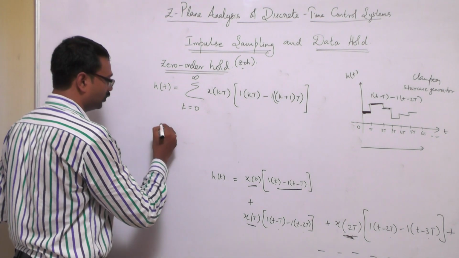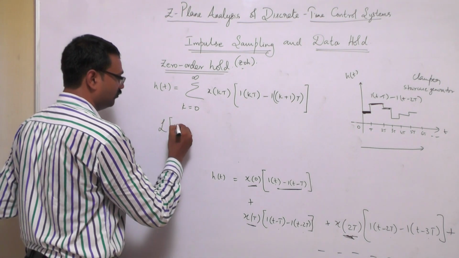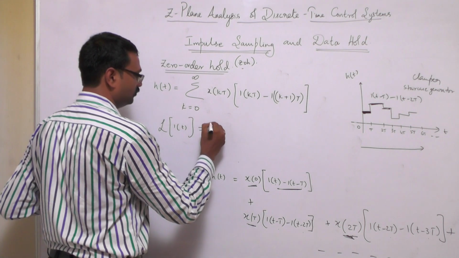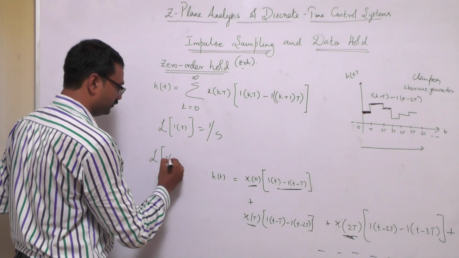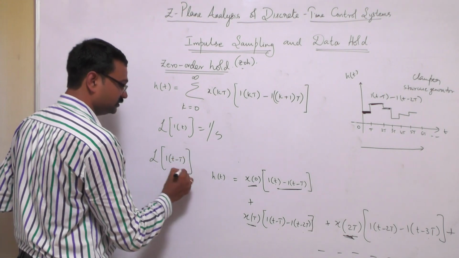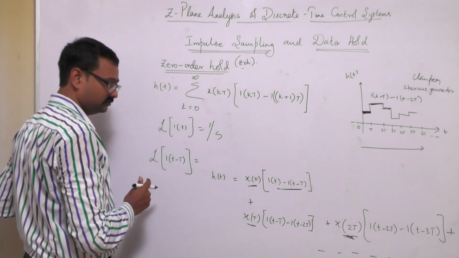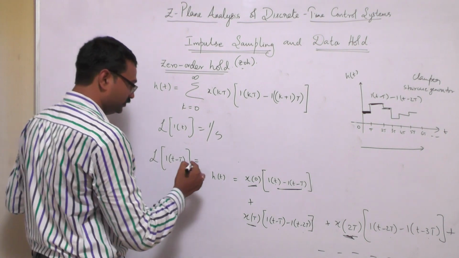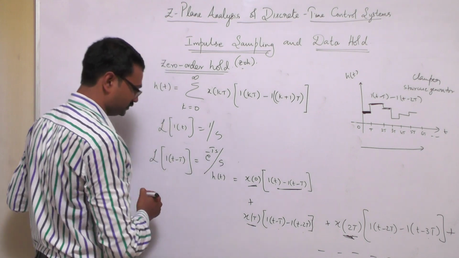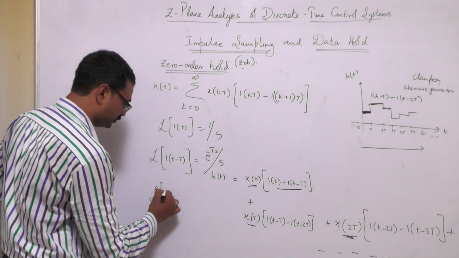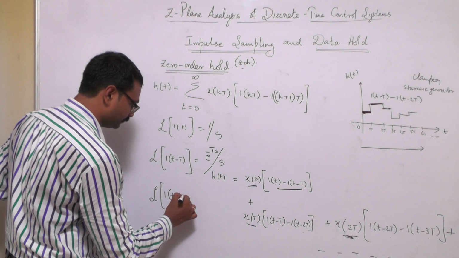Now we know what the Laplace transform of 1(t) is. It is 1 by s. What is the Laplace transform of 1(t minus T)? That is a time delayed function with delay T. You can write it as e power minus Ts by s, or the Laplace transform of 1(t minus kT).